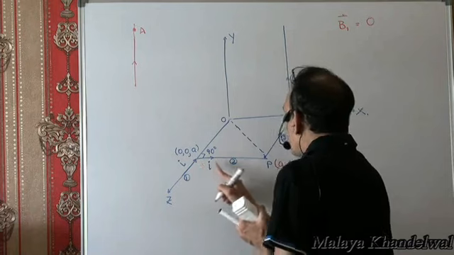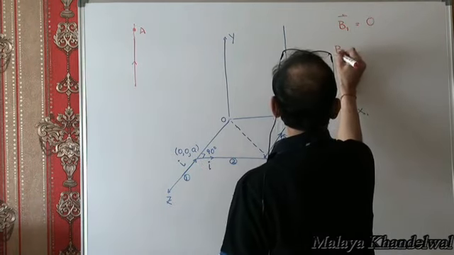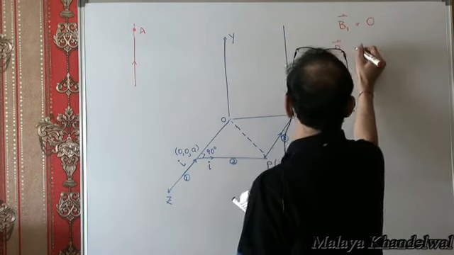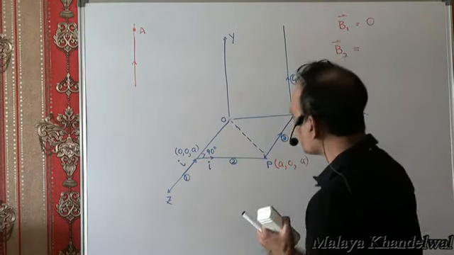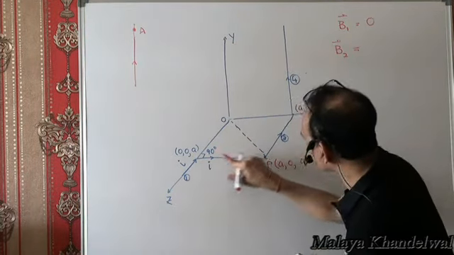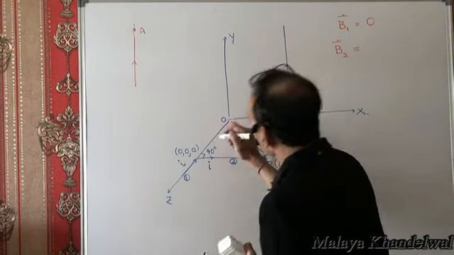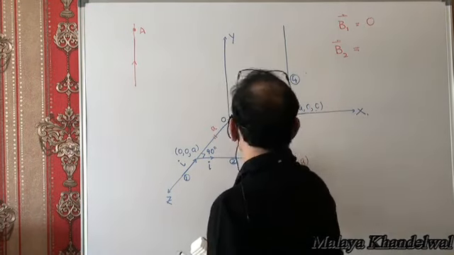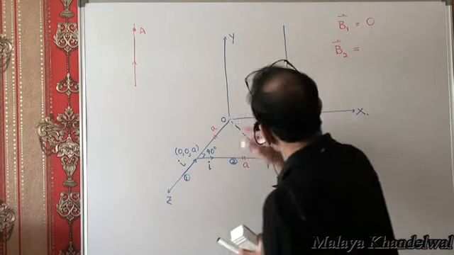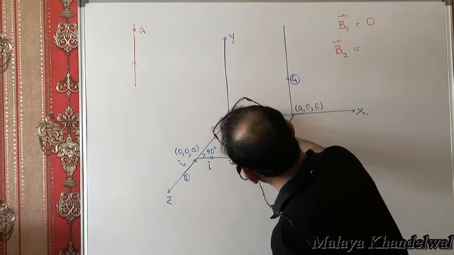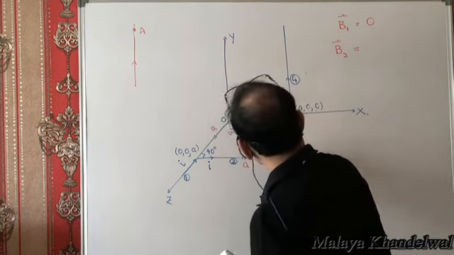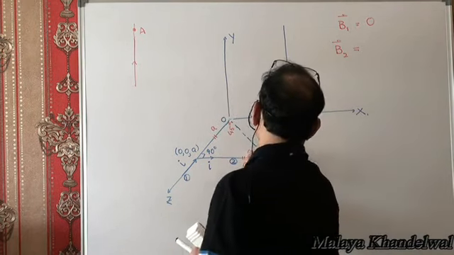Now, let's say wire 2 produces magnetic field B2 at O. This is wire 2. Would you want to believe that this is a right angle triangle, this is 90 degrees? And evidently this length is A units, this length is also A units. That means it's an isosceles right angle triangle. This is 45 degrees, this is also 45 degrees.